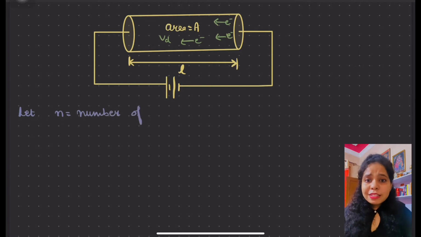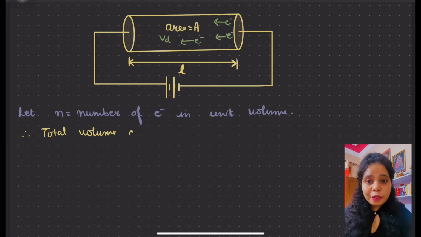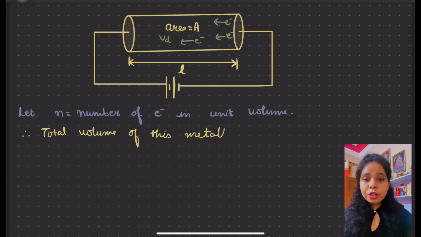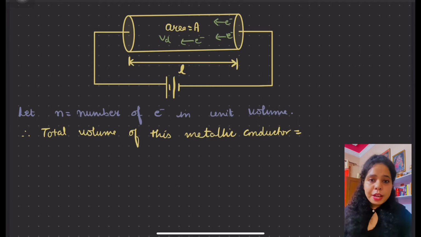So let us say we are having small n number of free electrons present in a unit volume of this metallic conductor. So if we are having small n number of electrons present in a unit volume, we need to calculate the total number of free electrons. That means we have to calculate the total volume. So here in this case, total volume of the metallic conductor is given by area into length. So AL is the total volume of the metallic conductor.